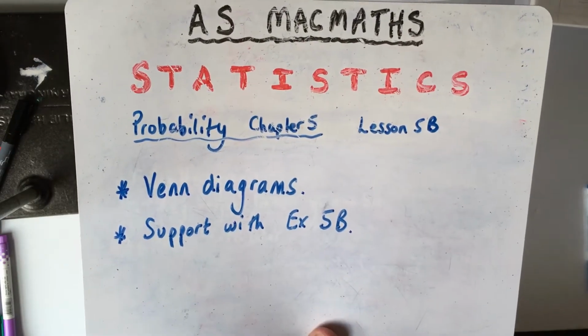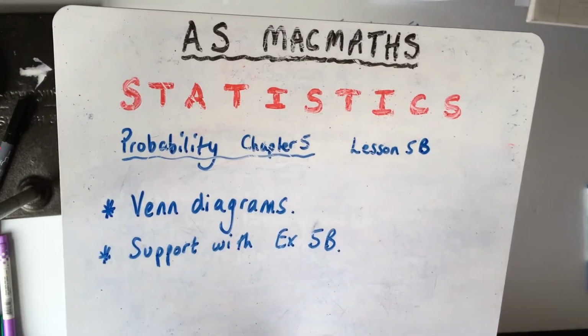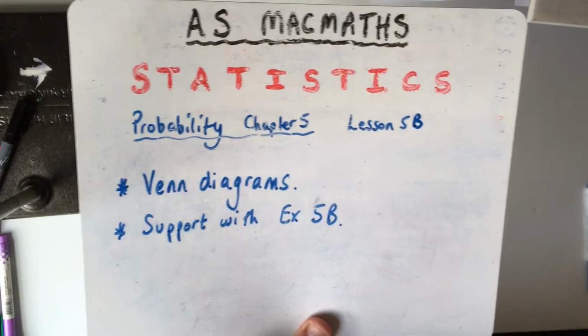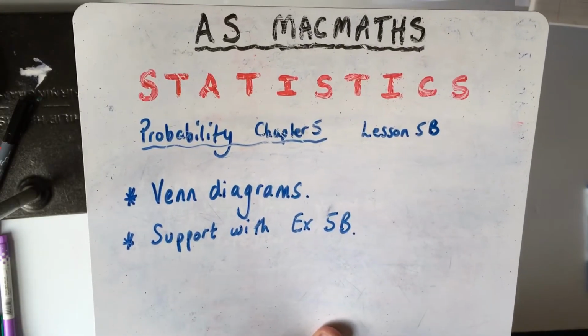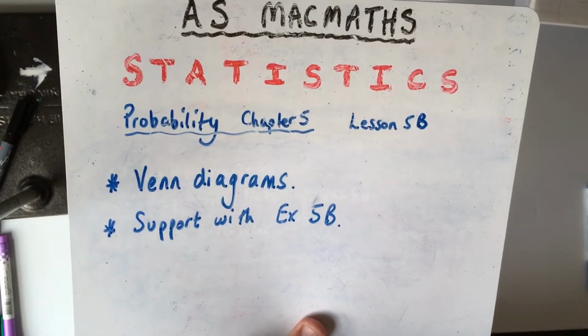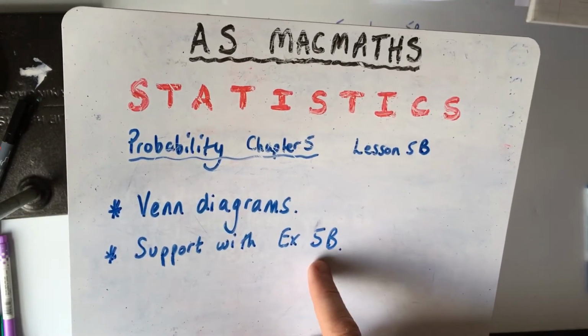Statistics. Okay, so we're doing probability. This is lesson 5b. Section 5b is about Venn diagrams. So I'm going to quickly go through some Venn diagrams with you, what they are and the terms from GCSE, just in case you've forgotten. You probably not, but you might have. I'm going to do that, and then some support with exercise 5b.